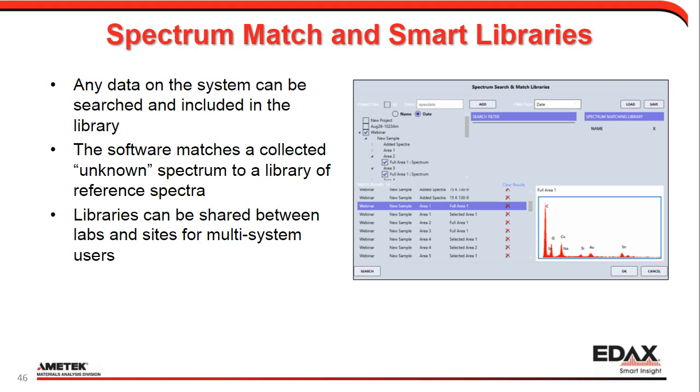Basically, any data on the system can be searched and included in the library. You can delete or add data to a library, or combine multiple libraries together. The software matches a collected unknown spectrum to a library of different spectra, and the libraries can be shared between labs and sites for multi-system users.